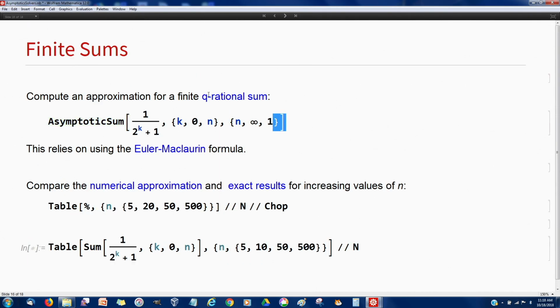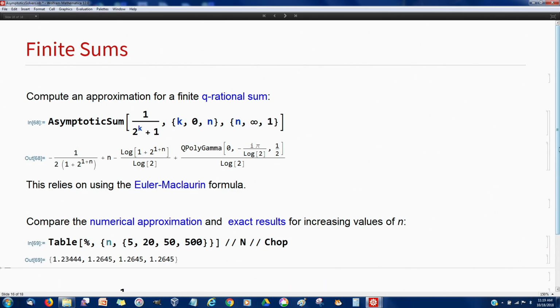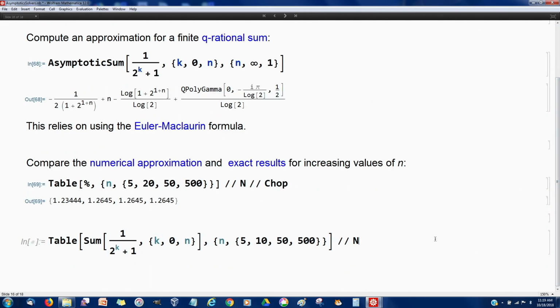Okay, slightly harder question. Here is the q-rational sum, 1 over 2 raised to k plus 1. And now we use the Euler-Maclaurin formula, which actually computes the integral as an approximation for the sum. The problem is that even Euler knew that there's one Euler gamma for every sum, and the Euler gamma for this sum is q-polygamma. So when you do asymptotics of sums, you need to invent one Euler gamma for every situation, and that's the one for this one. Now let's try the numerical values, and you see they give quite a nice approximation. So here's the exact answer, and you get a pretty nice approximation.